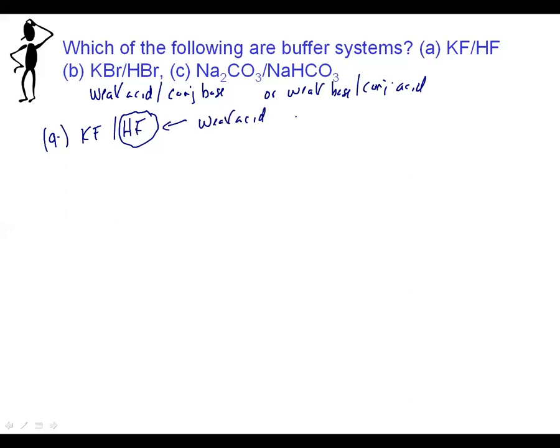And when that breaks apart, it would break apart into H plus and F minus. And that is essentially what KF is, right? This conjugate base. So A would be a buffer. Yes. So you can make a buffer out of that.